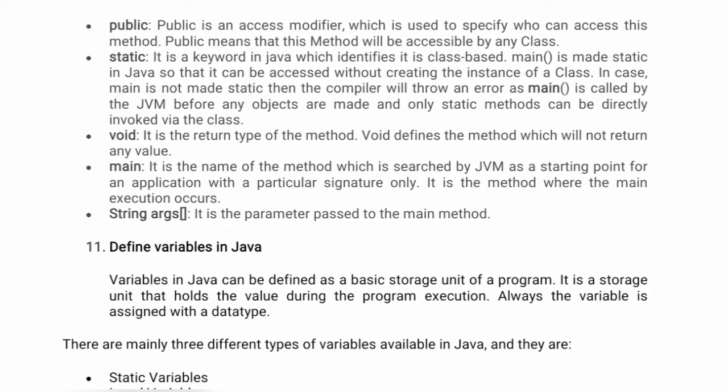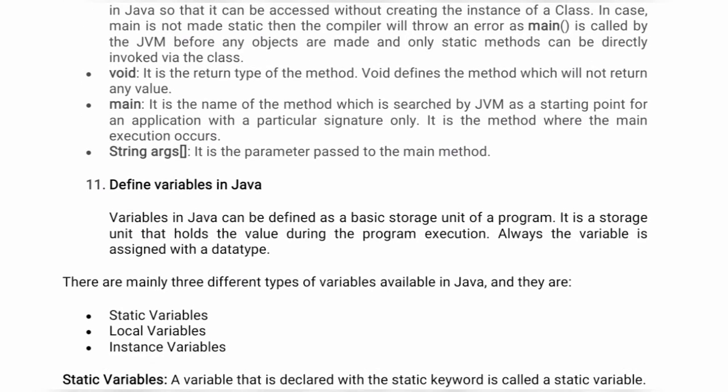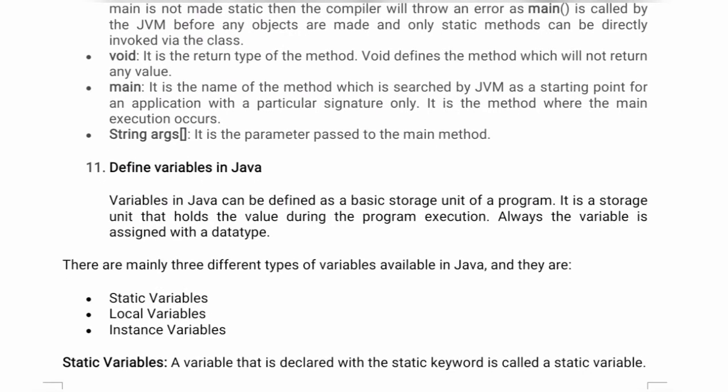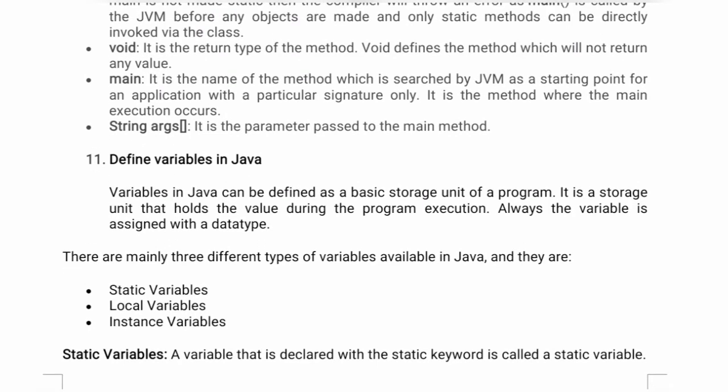Void means nothing. Next, main. It is the method which is searched by JVM as the starting point of an application. So in any Java program, the main method is compulsory. The program execution starts from the main method. So every Java program contains at least one main method.